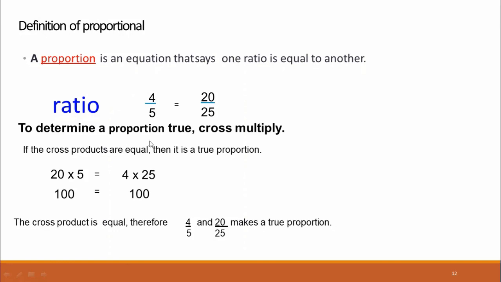To determine a proportion, use cross multiplication. For example, we want to verify this proportion. For the verification, first of all, using cross multiplication, 4 multiplied by 25 and 5 multiplied by 20. 5 multiplied by 20 is 100, and 4 multiplied by 25 is also equal to 100. So the result of this cross multiplication is equal. Therefore 4 by 5 and 20 by 25, these two ratios are in proportion.